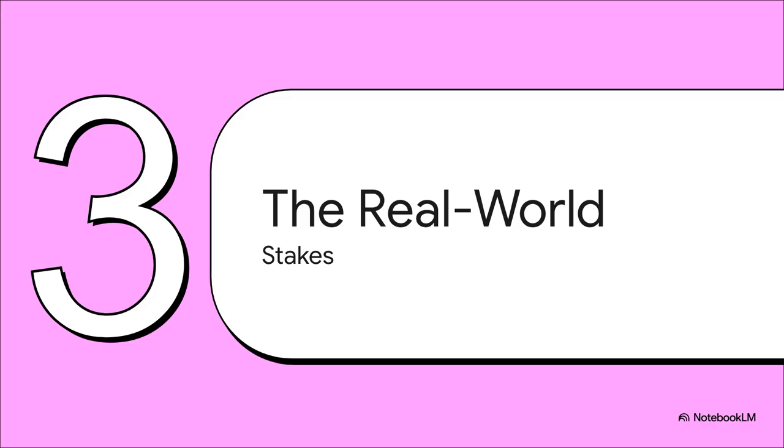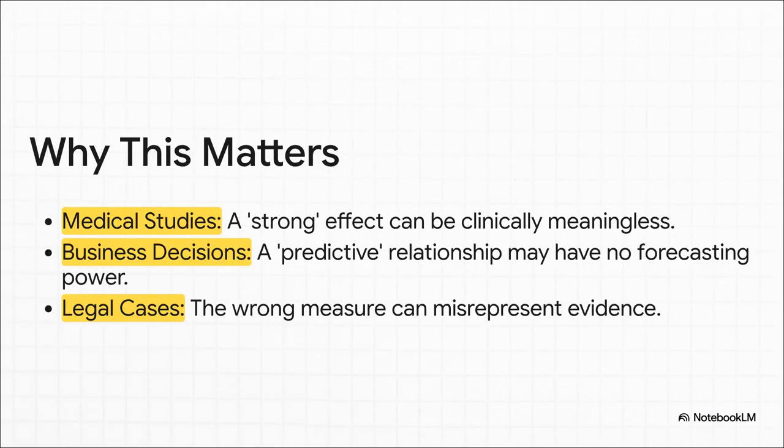And believe me, this is not just some quirky academic exercise. In the real world, picking the wrong statistical measure can have seriously high stakes. Just think about it for a second. In a medical study, a researcher finds a strong link using Cramer's V. But maybe the odds ratio shows the drug's actual effect is so tiny it's clinically meaningless. In business, you might find a predictive model with Lambda that looks great, but it has zero actual power to forecast next quarter's sales. And in a courtroom, misrepresenting the evidence with the wrong statistic could literally change someone's life.